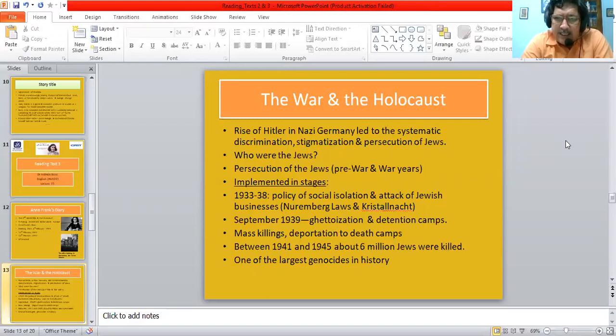Then the tragedies of the mass killings of the Jews and the deportation to the death camps started. And during the war years, between 1941 to 1945, it has been estimated around 6 million Jews were killed. This is one of the largest genocides in history and one of the greatest tragedies to befall humankind.